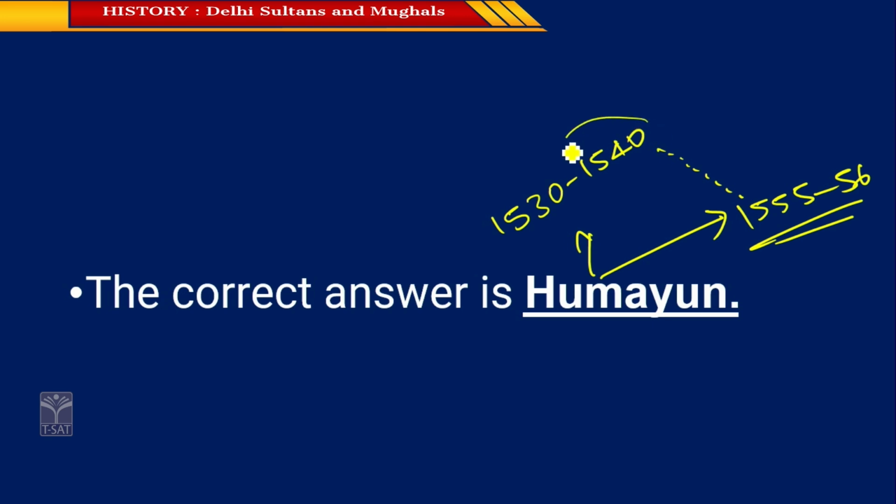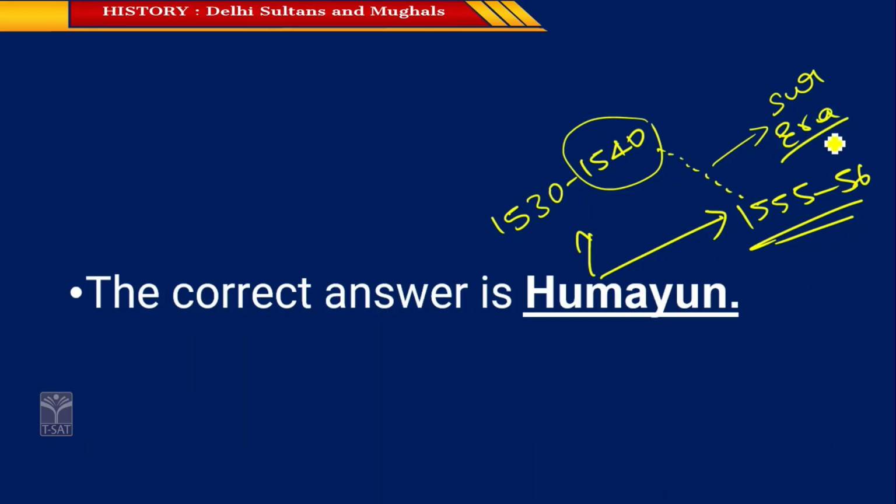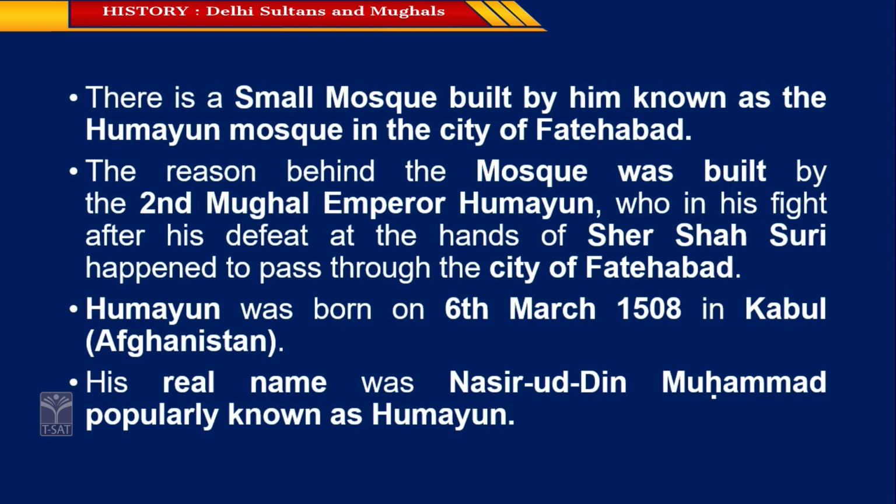In 1540, he lost the kingdom to Sher Shah Sur. This period is known as the Sur era or the Sur Interregnum, the Sur Gap. Humayun's name literally means the fortunate. Fatehabad has a small mosque built by Humayun, known as Humayun's Mosque.